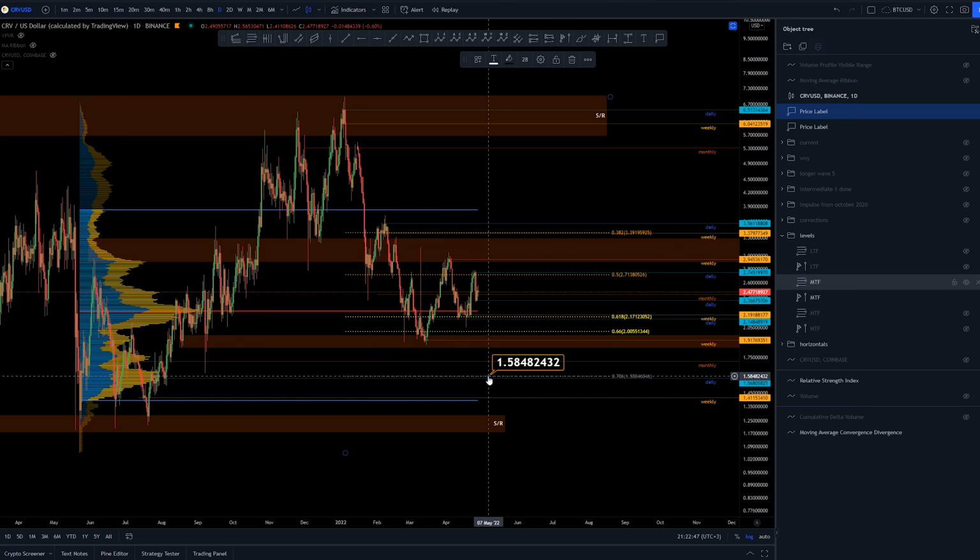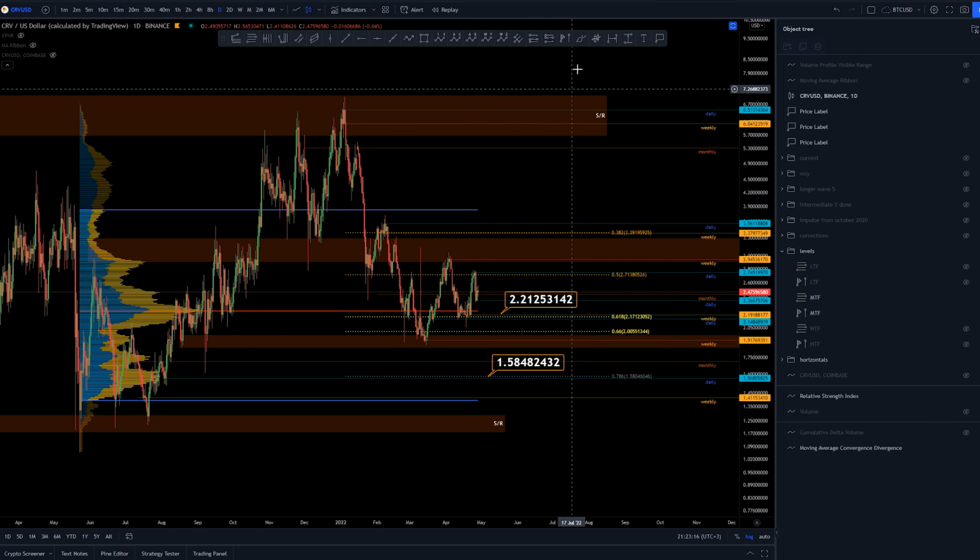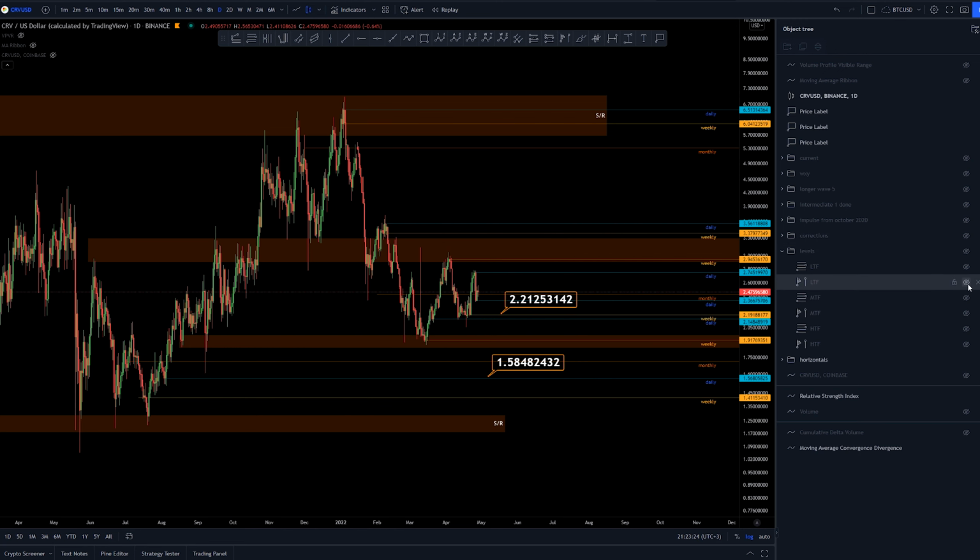We see a daily and a 0.786 retracement around $1.58, and currently we have the golden pocket in play that we've already gone through. There's also a new established weekly around the current point of control of this range, and it should be considered somewhat of a support area around $2.21. Above us we have already gone through these levels, so not much to look at.